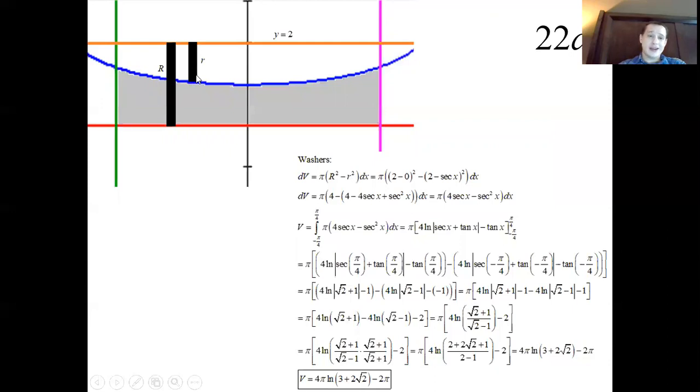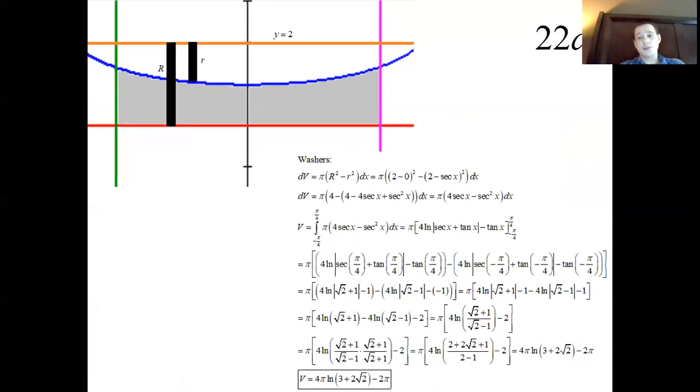Well, what's this little radius? It's the distance from y equals 2 down to this y value. Well, that y value is on the blue curve, which was secant x. So the height of this entire little radius, little r, is 2 minus the y value, which is 2 minus secant x. Now, how thick are these little tiny circles we're going to spin around these washers? Well, since the strips are going up and down, the thickness is going to be dx.